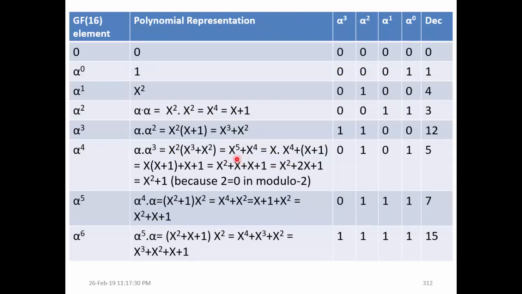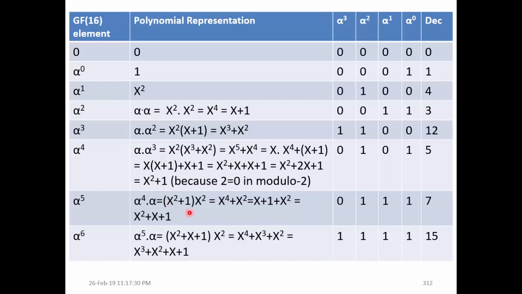But when we get here, we get x to the power 5 plus x to the power 4. The degree of both of these terms is greater than 3. So we break this x to the power 5 into x to the power 4 times x, and x to the power 4 is replaced by x plus 1. Again this x to the power 4 is replaced by x plus 1 over here, and what we get is x square plus x plus x, which is equal to 2x. In modulo 2 we know that 2 becomes 0, so the final answer is x square plus 1.